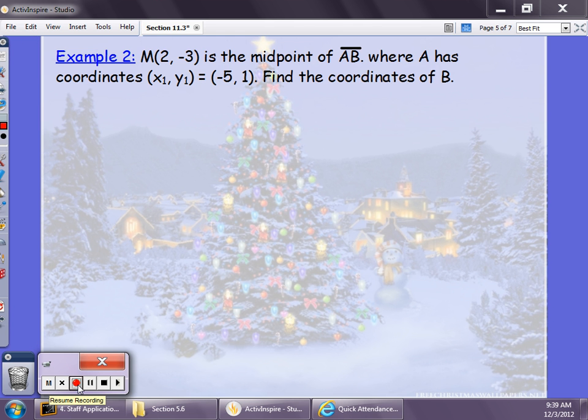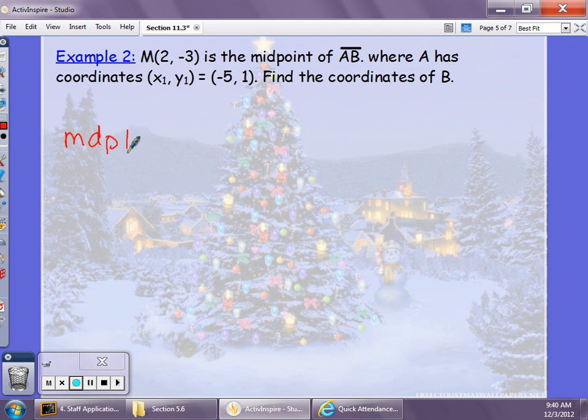With example 2, we are given the midpoint is at ordered pair 2, -3 of segment AB, where A has the coordinates, which we're going to call the x1 and y1 value, at -5 and 1, and we're going to find the coordinates for B. So remember the midpoint formula tells us to take x1 plus x2 divided in half, and then y1 plus y2 divided in half, and that's going to give us our midpoint.